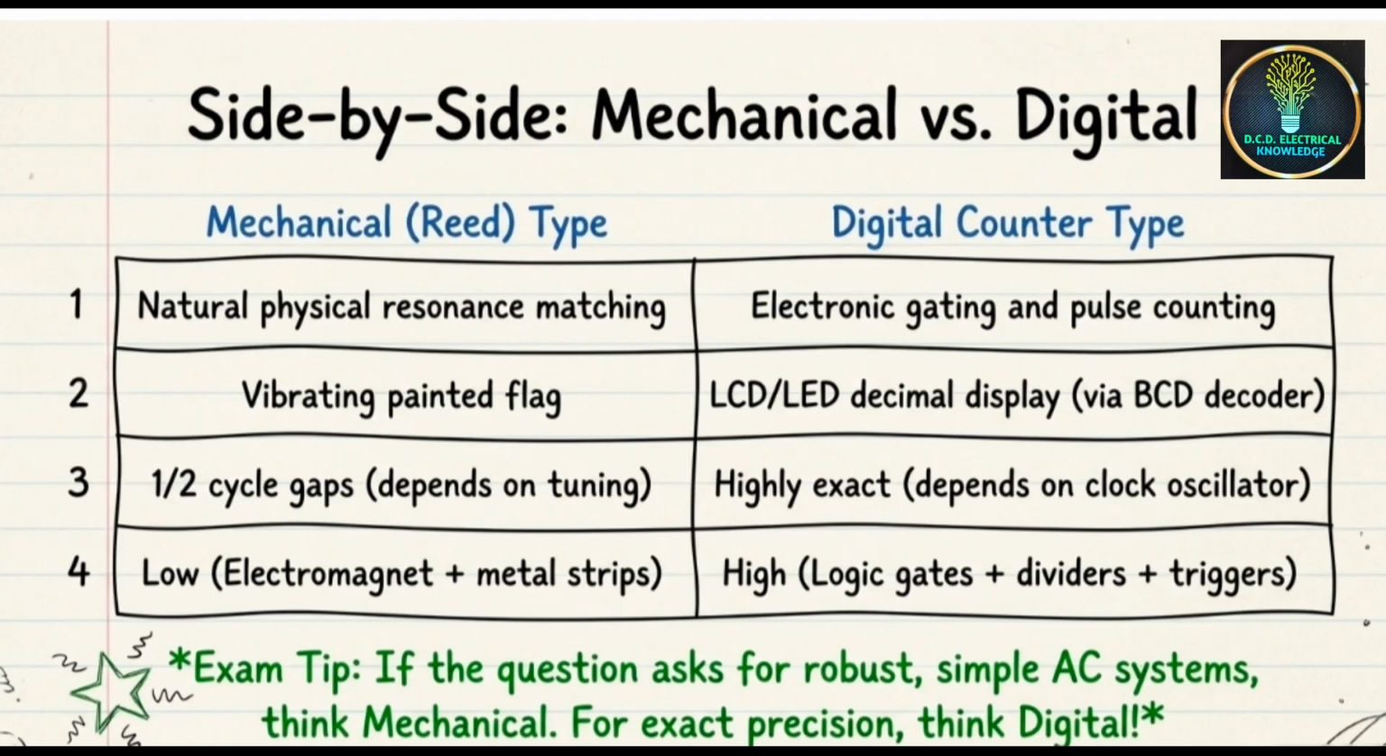Number four: low cost, electromagnet plus metal strips. High for digital counter type, logic gates plus drivers plus triggers. Exam tip: if the question asks for a robust and simple AC system, think mechanical. But for exact precision, think digital.